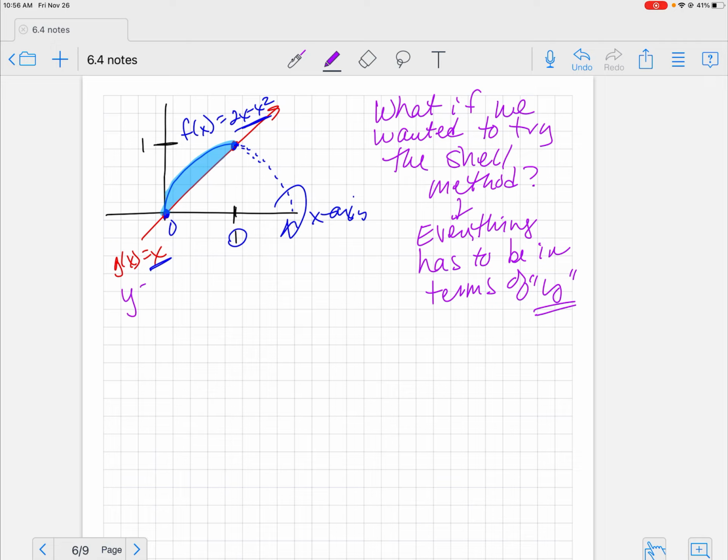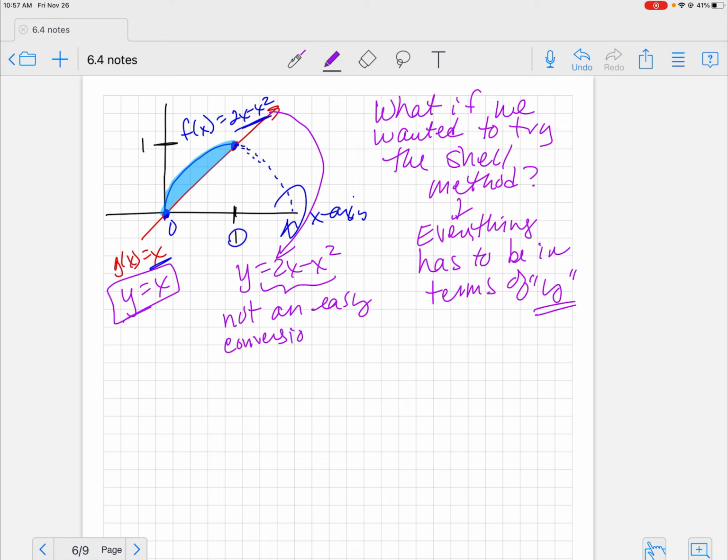Now for this one, y is equal to x. That one's gold. No problem there. But look at this function. What if I'm looking at this and I say, all right, y is equal to 2x minus x squared? That is going to be unpleasant. This is not an easy conversion to y. I would have to get x equals something there. And I've got two x's in there. That's not going to be a nice, easy conversion to y.